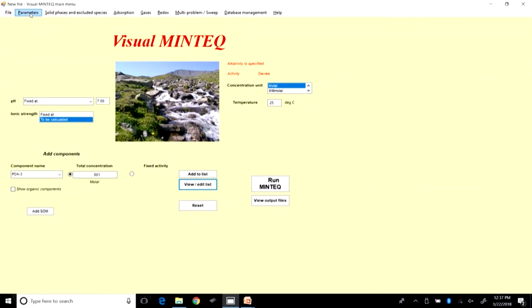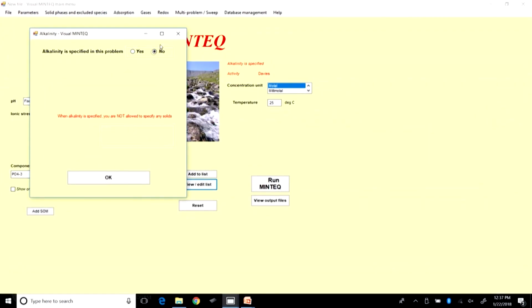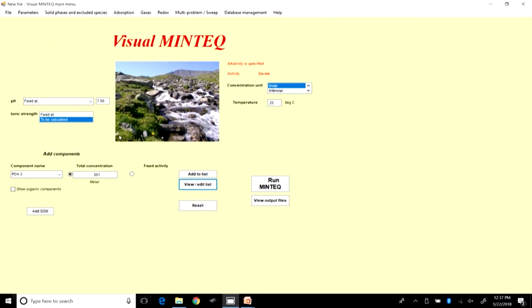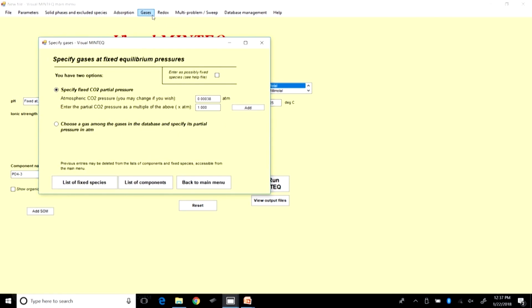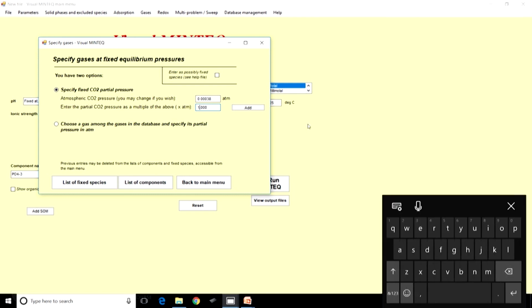So here now parameters, I am going to say there is no more alkalinity now, right, because I am going to input CO3 total. But gases, I know that I need to specify gases. How do I do that? And pressure, so I am going to change it, let us say that it is going to be 2 times, let us say, than what I would expect in the atmosphere.